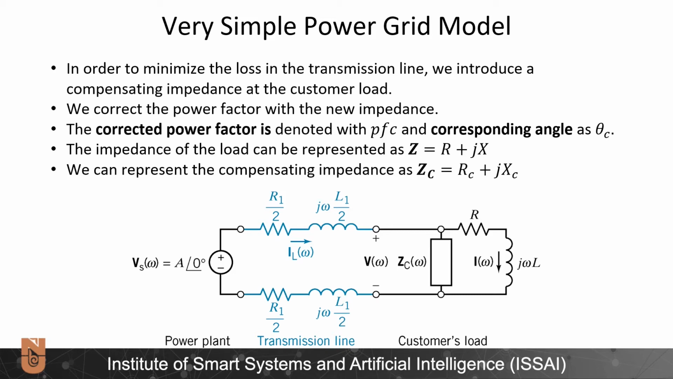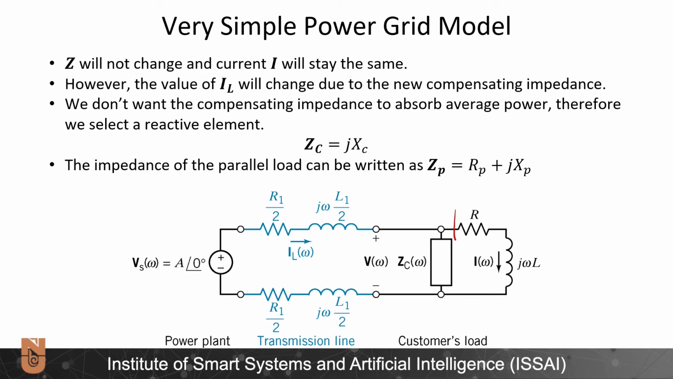The impedance of the load can be represented as Z = R + jX, and similarly the compensating impedance can be represented as ZC = RC + jXC. Z is the combined impedance of the load consisting of the resistor and the inductor, and the current I to this impedance will not change because we want to deliver the same amount of net power.